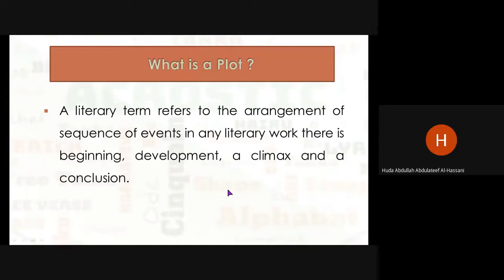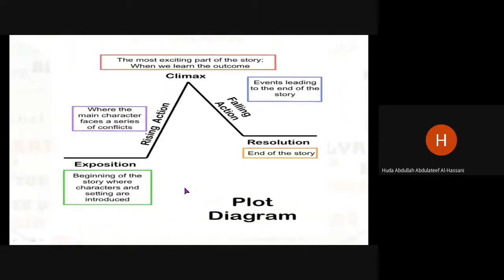Actually, a plot is so important. The arrangement of my events will be the plot. And it is divided into beginning, development, a climax, and a conclusion, like in this diagram. Plot should include exposition, rising action, climax, falling action, and resolution. This is a regular plot. Actually, in novels, and however, in shorter works, like a one act play, for example, exposition means the beginning of the story, where characters and setting are introduced.